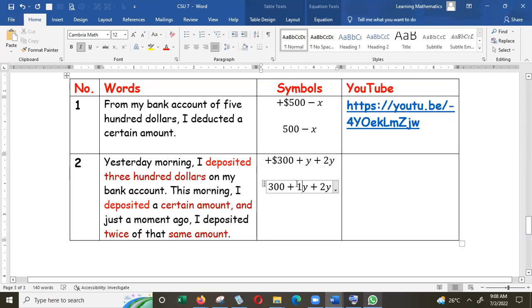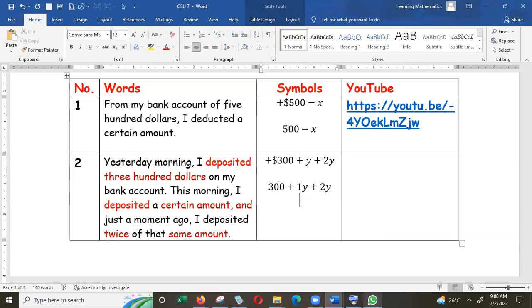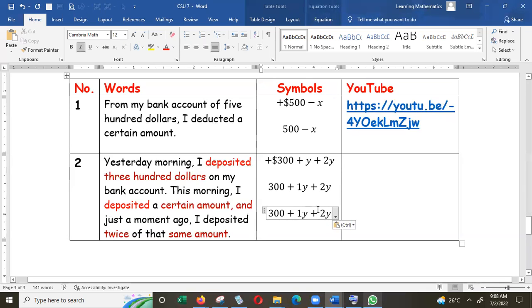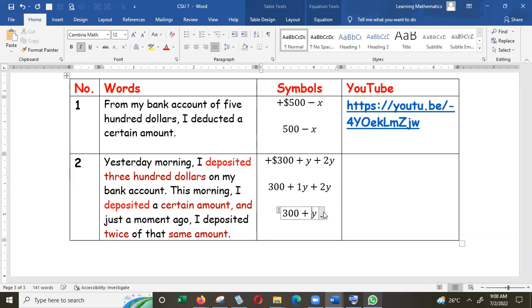Okay, so you can easily put a number 1 in front of a letter that does not have any number in front of it because there's an invisible 1 there. So you have one Y and two Y's. It's just like saying one mango and two mangoes. If you have one mango and you have two mangoes, you have 3 mangoes altogether. So 1Y and 2Y is equal to 3Y. So this could represent the translation of this.